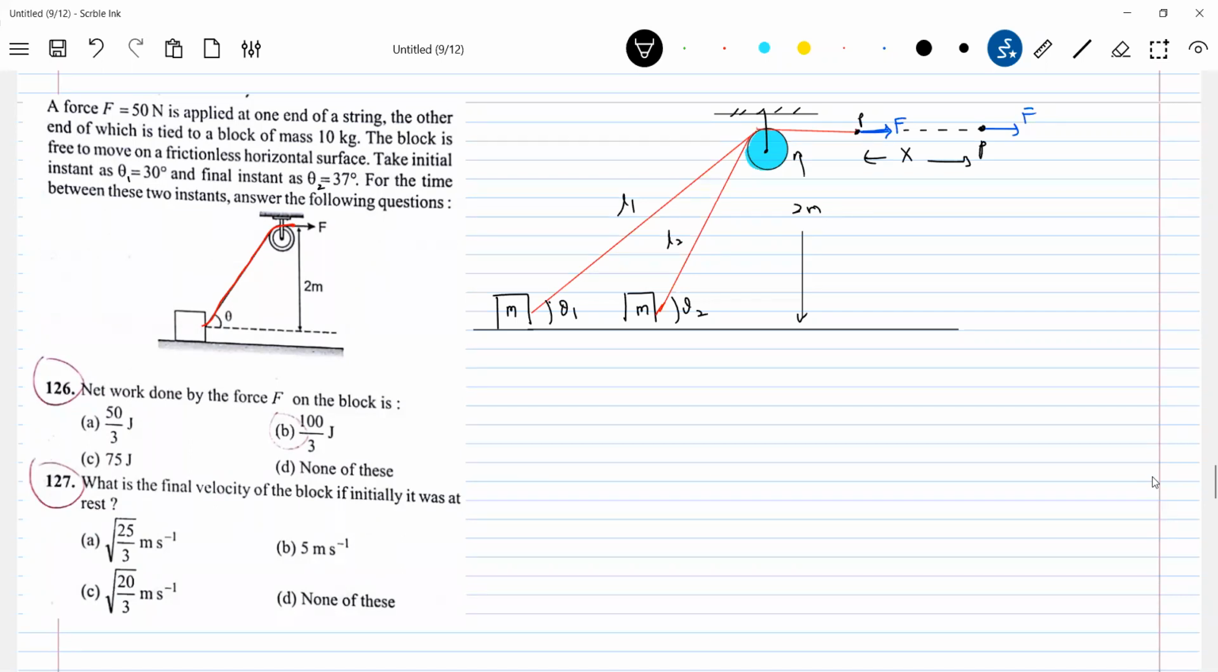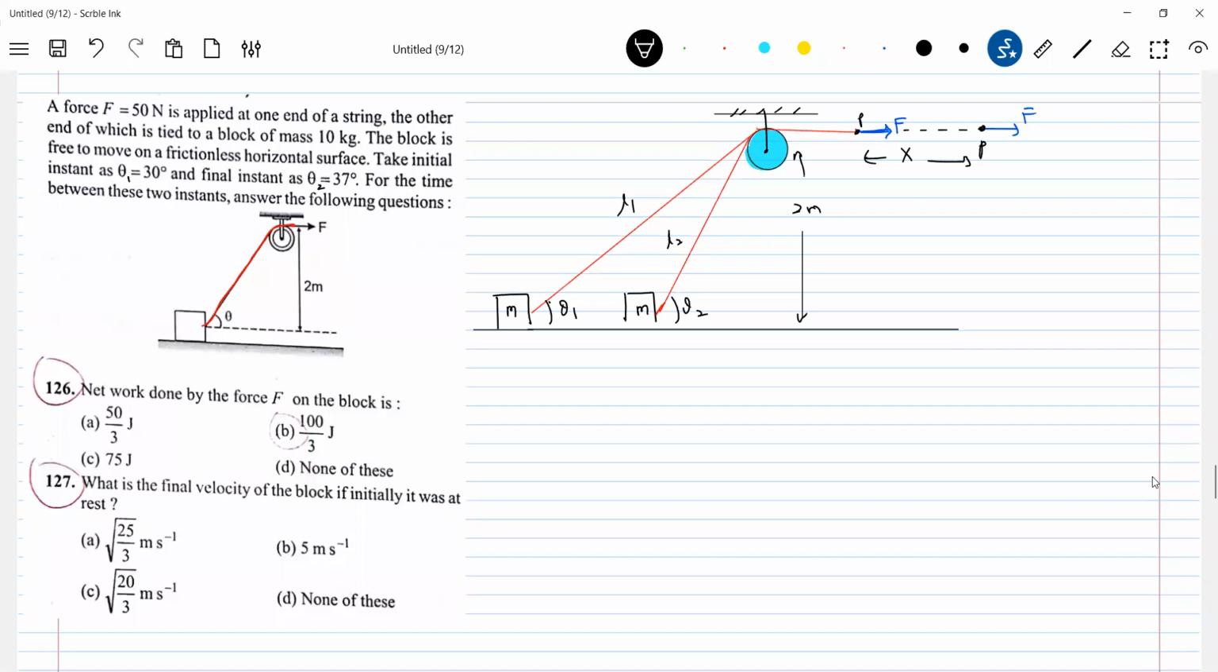Tell me, what is the definition of work done? I gave one formula in the basic thing, no? Work done is F bar dot S bar. What is that S bar? Displacement of the point of application of force. So look at the point P now. It has undergone displacement. So what is the work done by the force F? F into X. But we don't know how to calculate X.